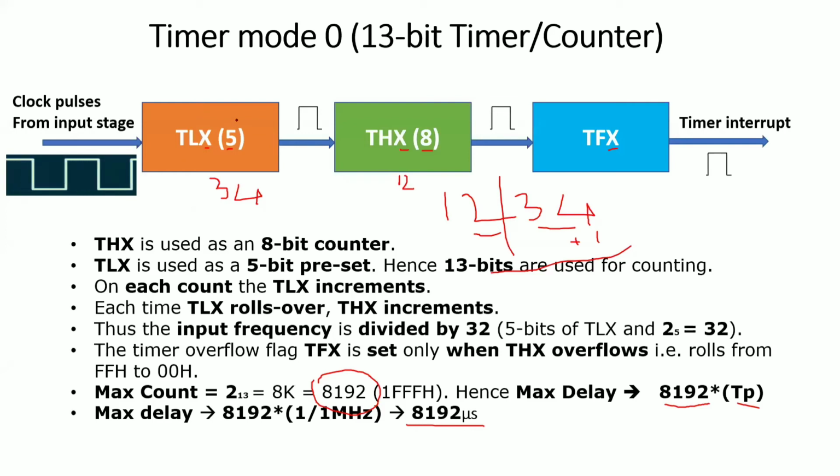That means for every 32 clock pulses, I am getting one clock pulse. That means every 32 counts, it is overflowing and generating one pulse. So technically, I am dividing the frequency by 32. That means we are using this mode especially for baud rate generation in serial communication. I will explain this particular point in more detail when I explain serial communication.